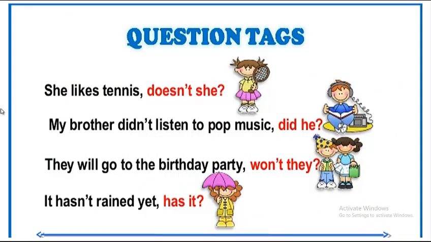Now let's move to another point in our lesson today, my dear students. Question tags. Question tags, my dear students, are short questions. We use them at the end of the statement to be assured of some information. For example, here, she likes tennis, doesn't she? My brother didn't listen to pop music, did he? They will go to the birthday party, won't they? It hasn't rained yet, has it?